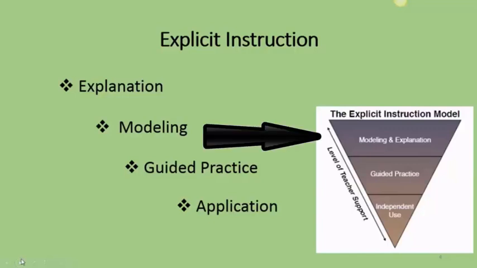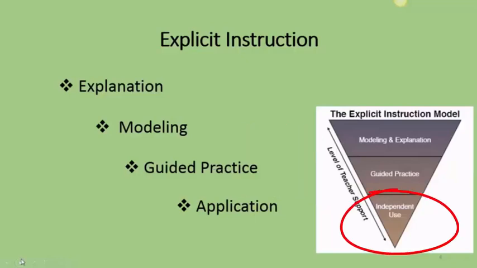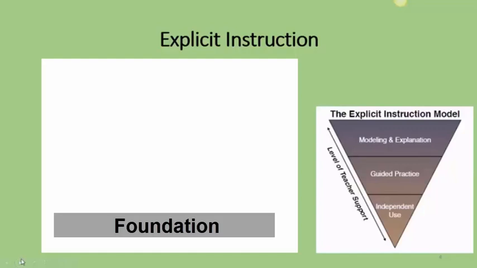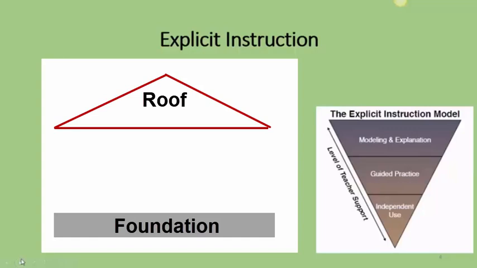The modeling and explanation phase and guided practice phase are larger than the independent phase, where the students do this alone. So I like to think about this as building a house and comparing it to explicit instruction. The first phase of a house that you will build is the foundation. But after you've put the foundation on, you don't complete the house by then moving on to put the roof on. If you do that, what do you think will happen? The house will collapse. And this is just like teaching explicit instruction.